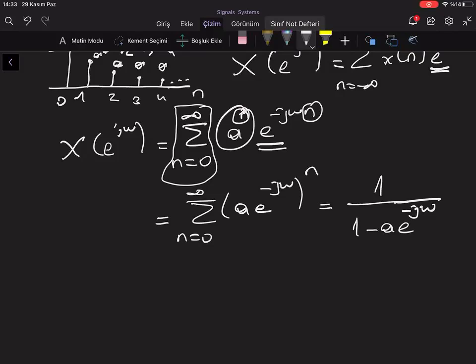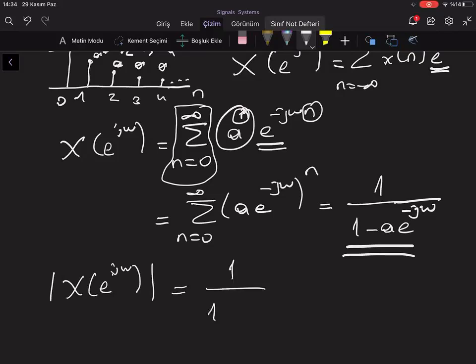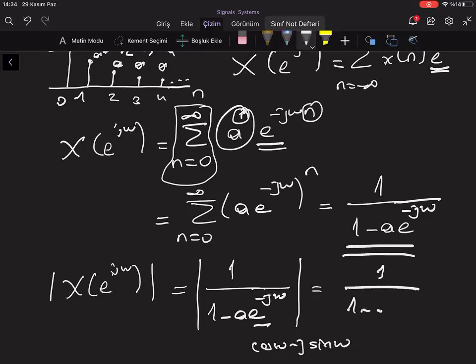So this is my X(e^{j omega}) = 1 over 1 minus a e to the power minus j omega. If you would like to find the magnitude response, it will be 1 over the magnitude of 1 minus a e to the power minus j omega. You know e to the minus j omega is cosine omega minus j sine omega. That's why I will write 1 over 1 minus a cosine omega, and then minus j a sine omega.